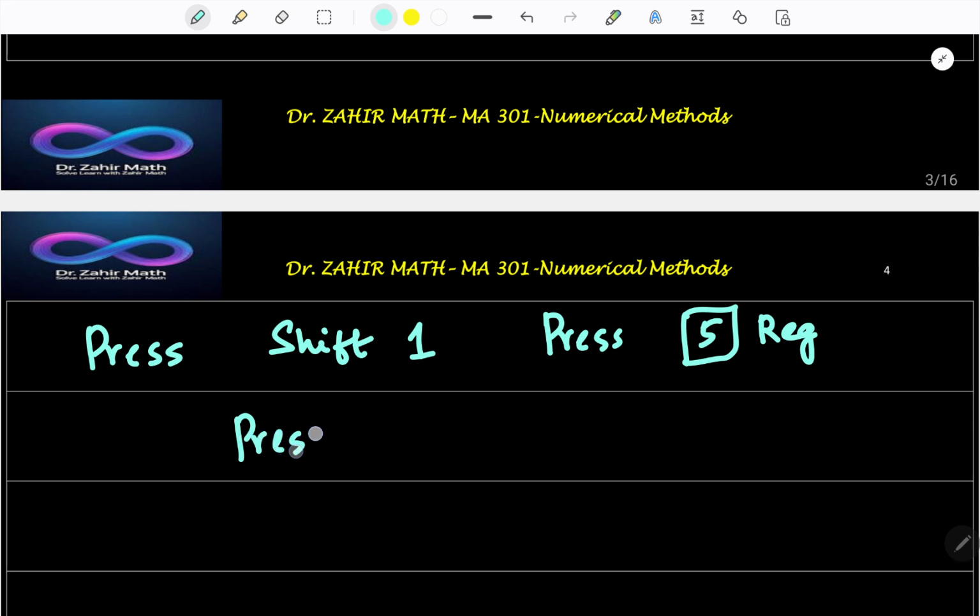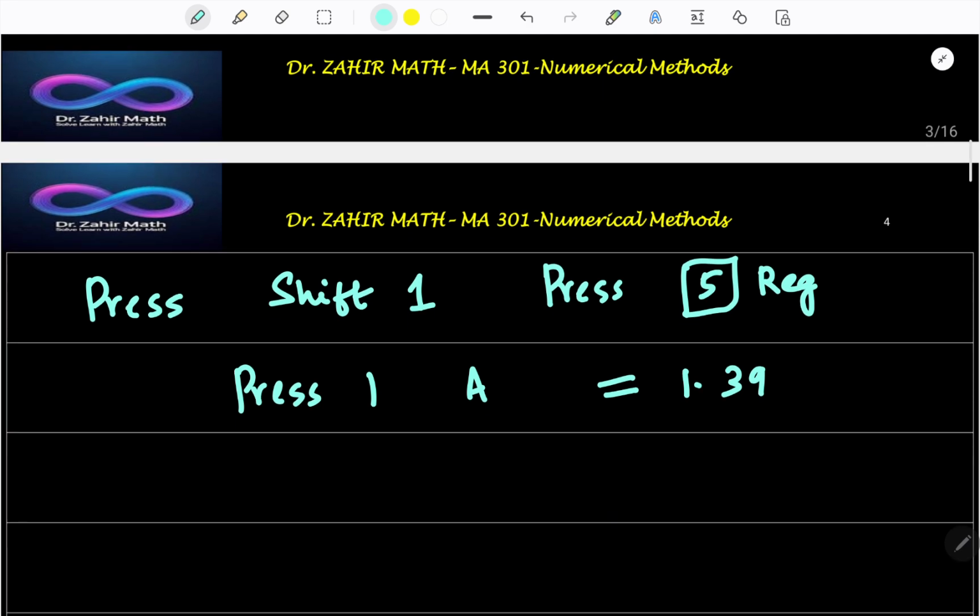So press 1, which is A, and then press equal. A will be 1.3900. Okay, I'll write 1.39. Again, press AC and then press AC. Then shift 1 again, because we want to find B. Press shift 1.